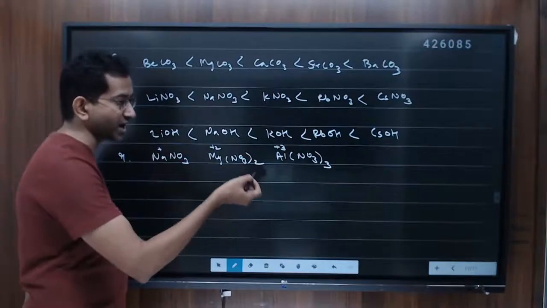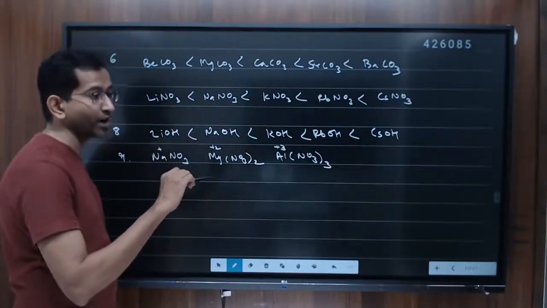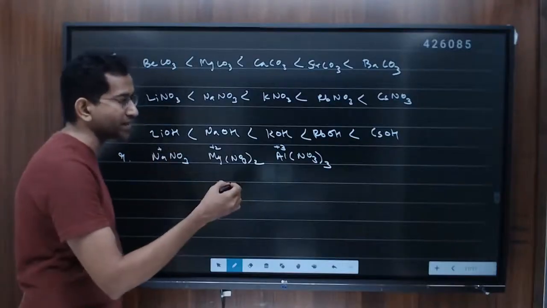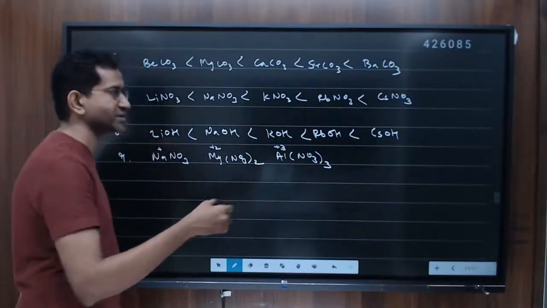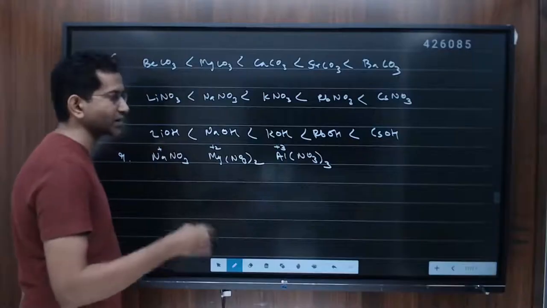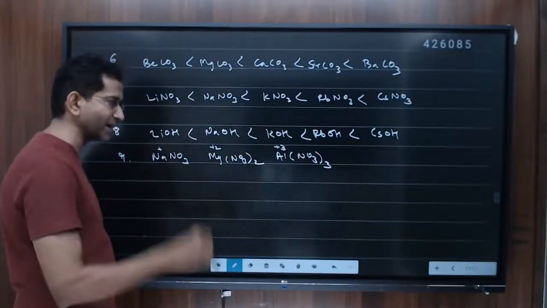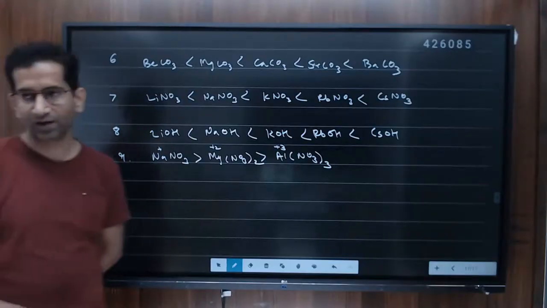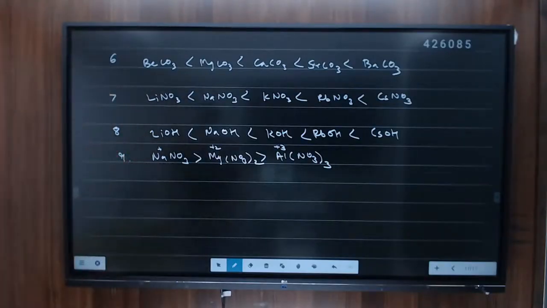So higher charge, small size, it will provide more polarization. And as it provides more polarization, the more the covalent character, the less will be the thermal stability. It will be in this order. Is the ninth one clear to everyone? Let me know. Ninth is clear, right?